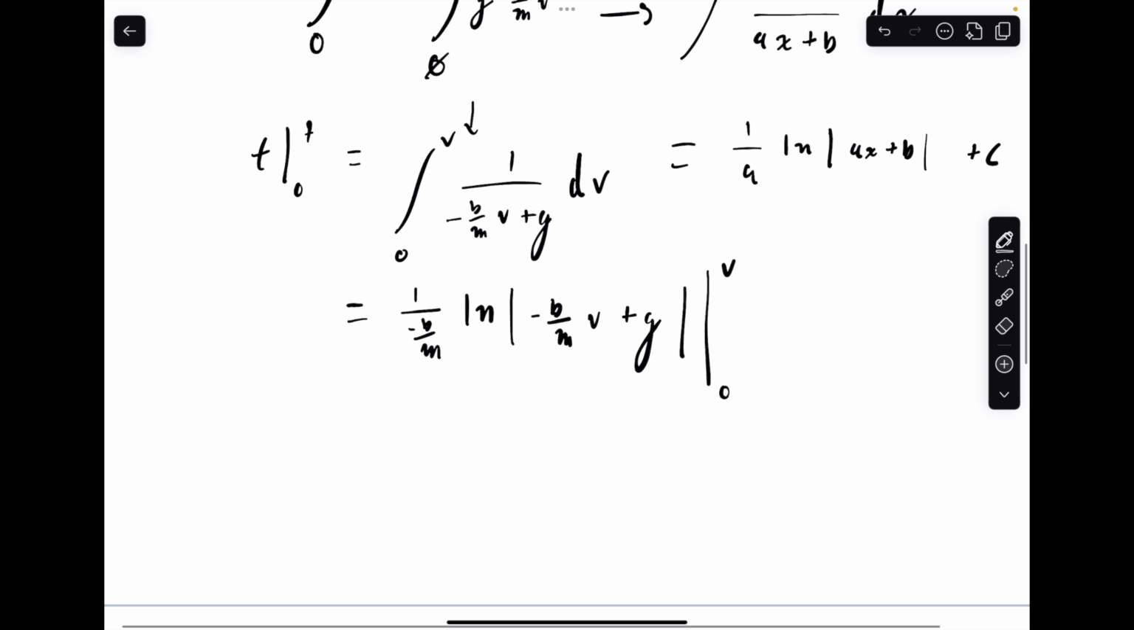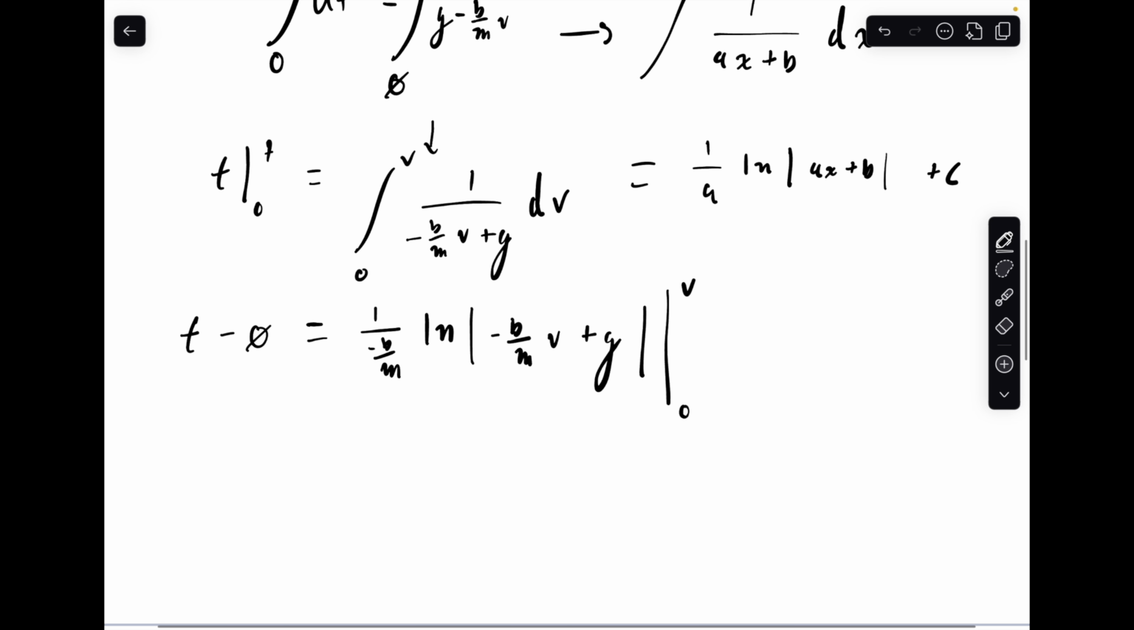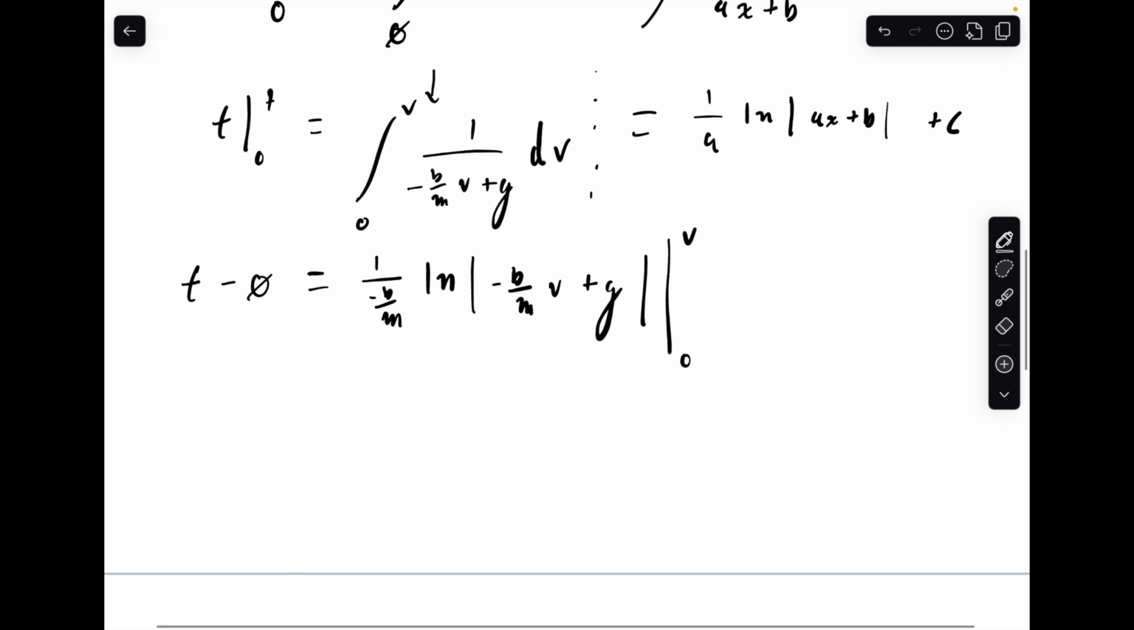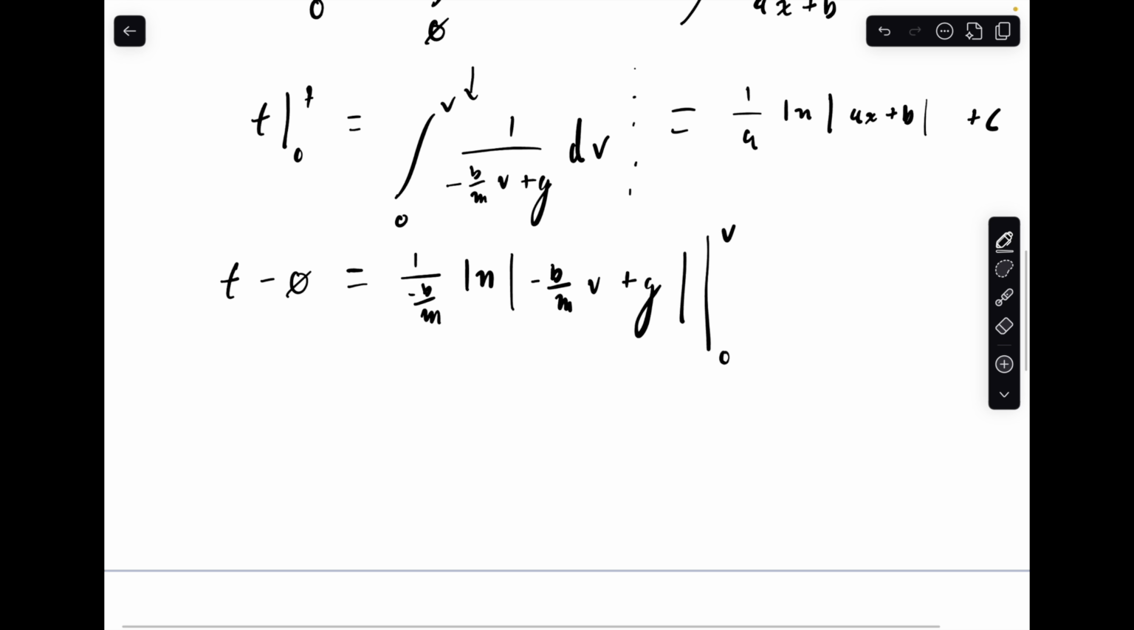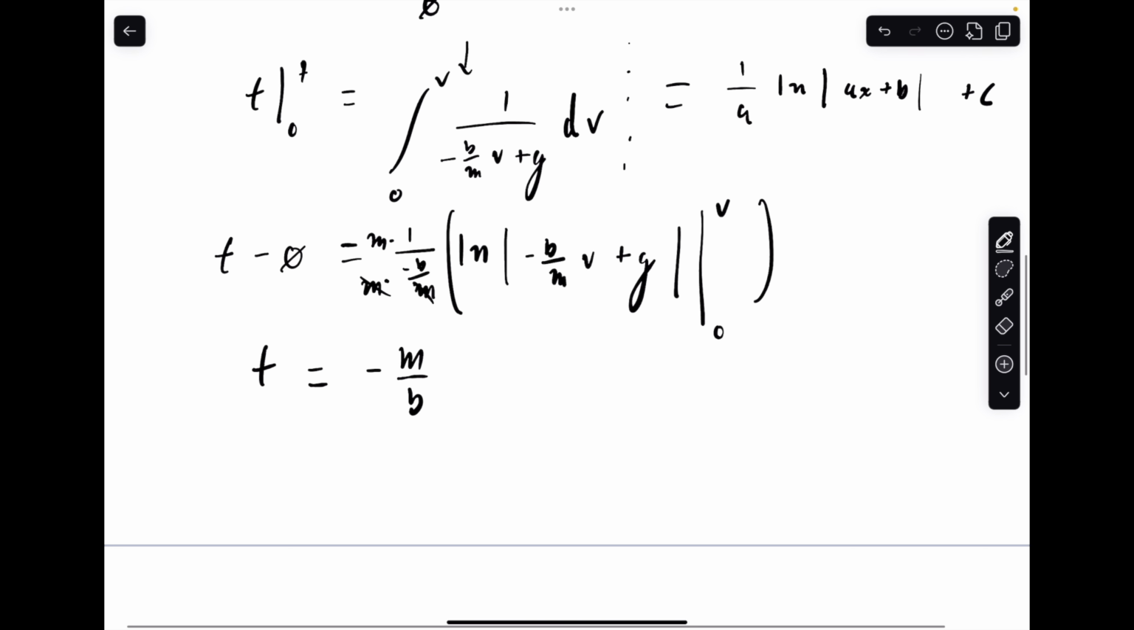And on this left side, I'll just evaluate t minus 0. Now this looks a little bit easier, right? Because I used that calculus identity, it's a lot easier to work with. So now I'm going to fix this left side. t minus 0 is just t, and this whole thing, I'm going to put in parentheses because I can take out my constant after I've integrated. This whole thing will turn into negative m over b, because if I multiply m to both sides, these two cancel and I'll get negative m over b.